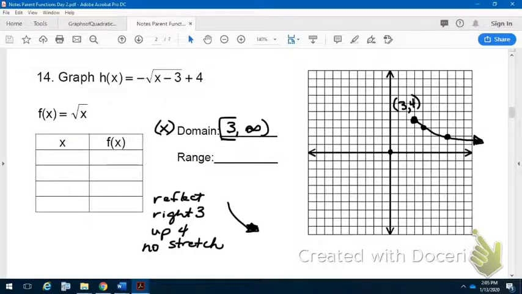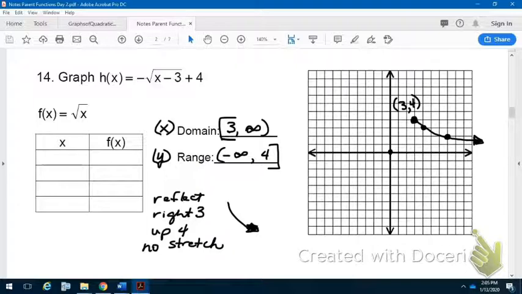The range starts at 4, but it goes down, and we always put the lowest number in the range first. Range, again, is y values. So we're going to put our negative infinity first since it's going down, and it's going to go up to 4. So when it opens down, just like with a quadratic, your range is going to start with negative infinity.